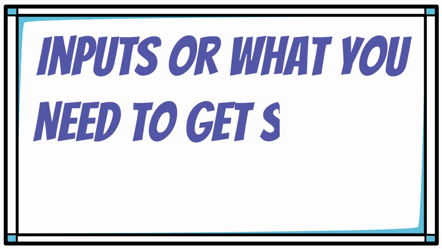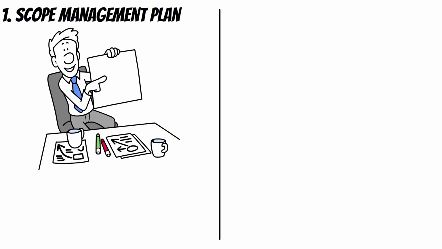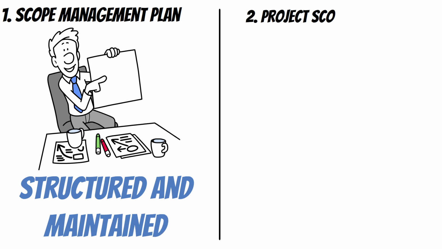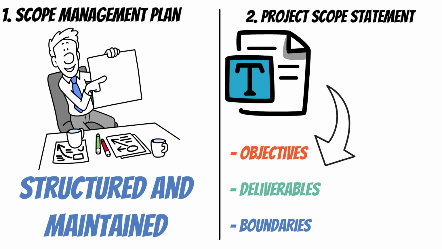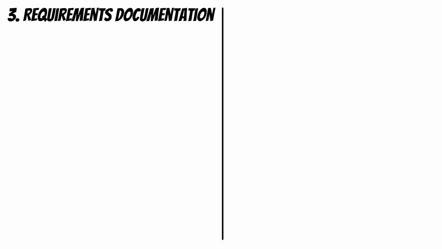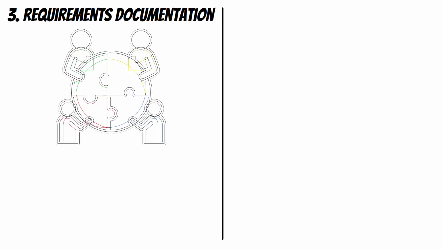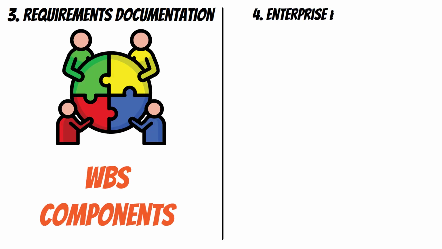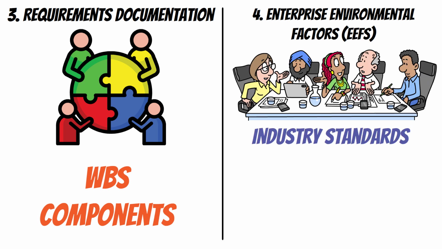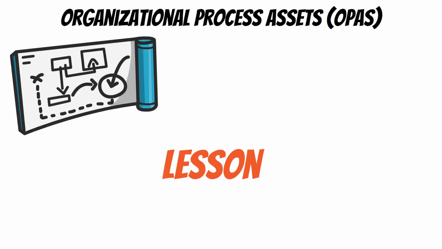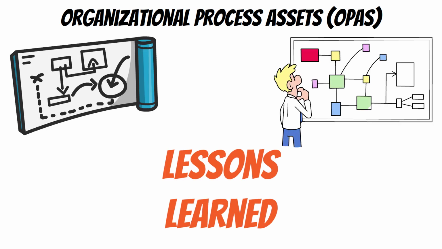Inputs, or what you need to get started to create the WBS, are: 1. Scope management plan, which defines how the WBS will be structured and maintained. 2. Project scope statement, the document that outlines the project's objectives, deliverables, and boundaries. 3. Requirements documentation contains the stakeholder needs that help define the WBS components. 4. Enterprise environmental factors, EEFs, include company culture, industry standards, and tools available for structuring the WBS. 5. Organizational process assets, OPAs: templates, lessons learned, and previous WBS structures from past projects.